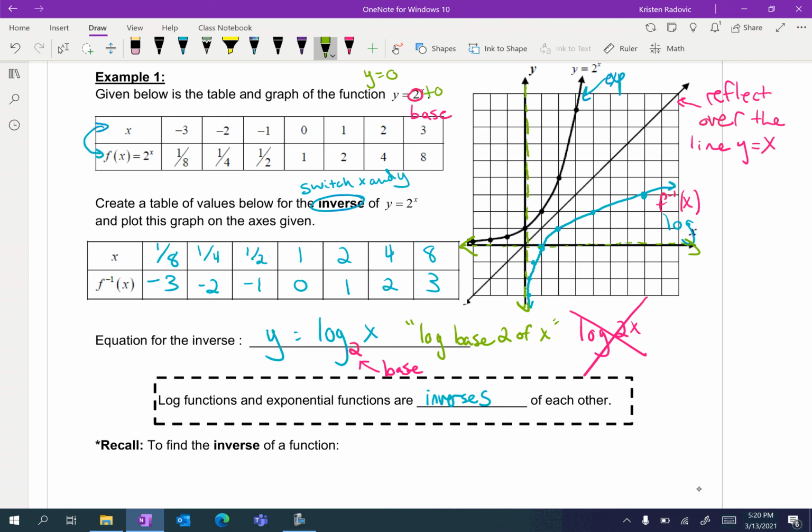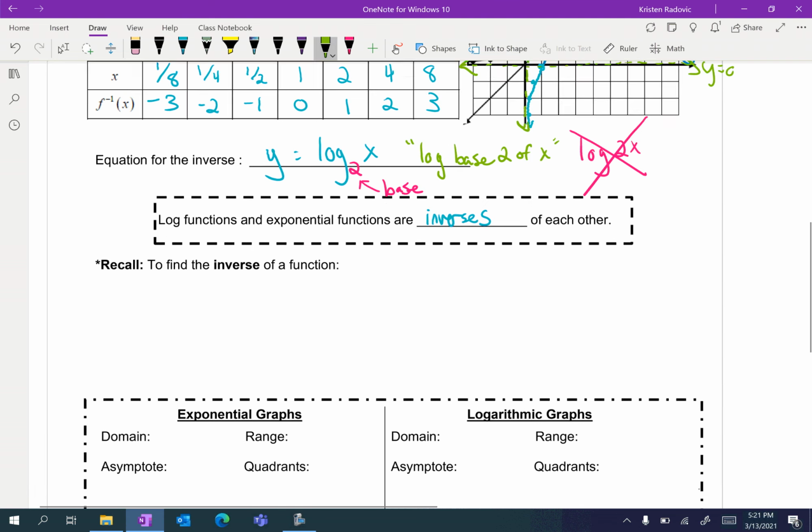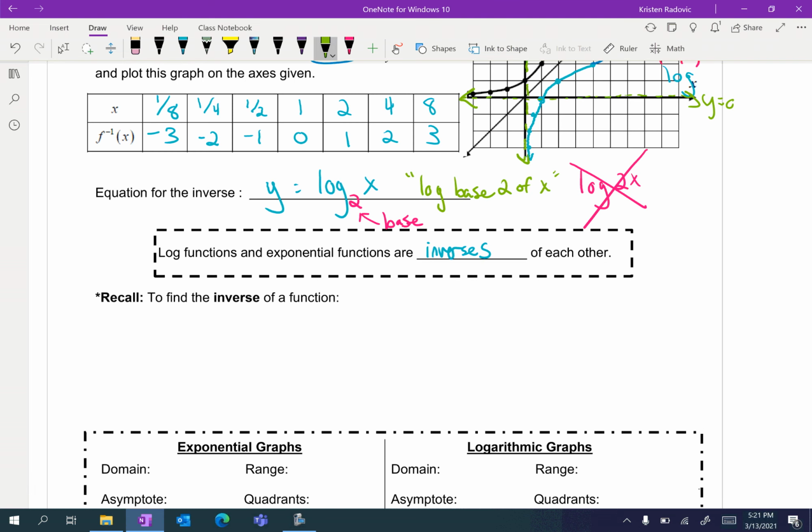So it is important that on your graph for the logarithm you don't touch the y-axis, just like how we couldn't touch the x-axis for exponential functions. So this is y equals 0. This is x equals 0. Now, let's actually recall how to find the inverse of a function. There are 3 ways, and I just mentioned 2 of them in this video so far.